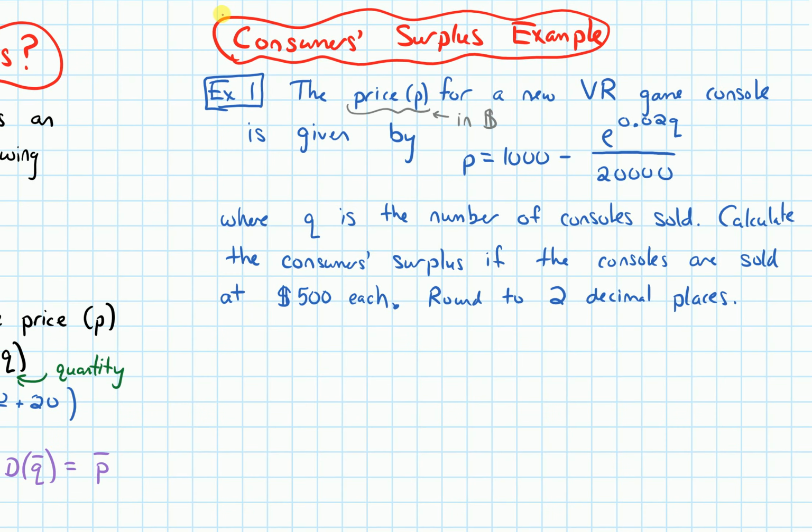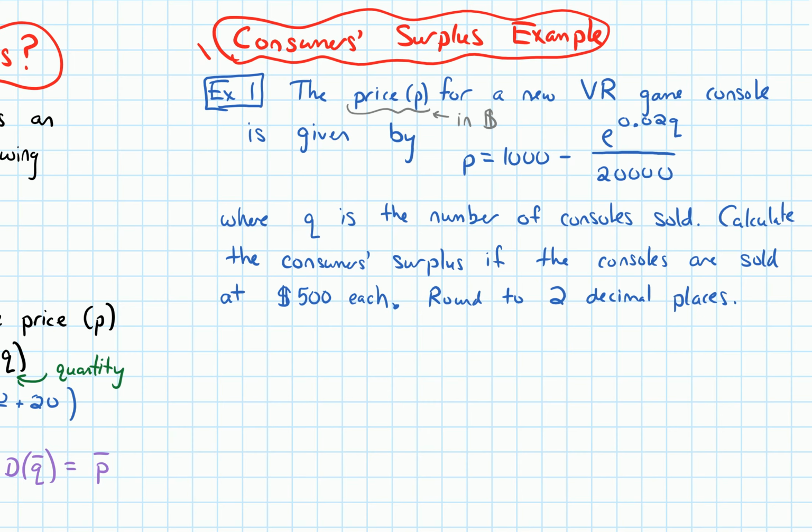In this video, we will do a consumer's surplus example. The example says that the price P in dollars for a new VR game console, VR just means virtual reality, is given by this equation. We have this exponential equation involving price and demand, where Q is the number of consoles sold. Calculate the consumer's surplus if the consoles are sold at $500 each, rounding to 2 decimal places.